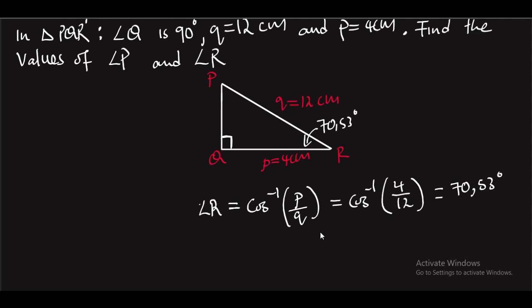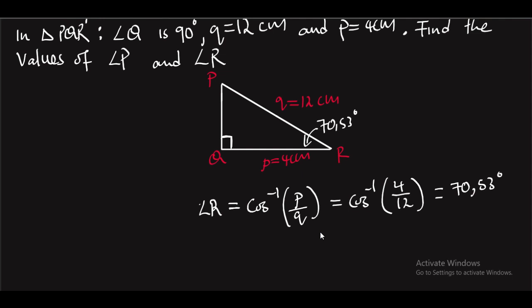So now how can we find angle P? How can we find angle P? So we have two angles. We have an angle here, we have an angle there. P, we can find it using the interior angles of a triangle.